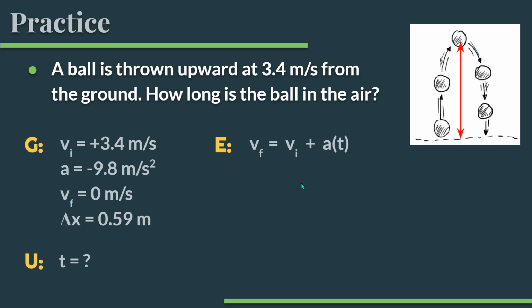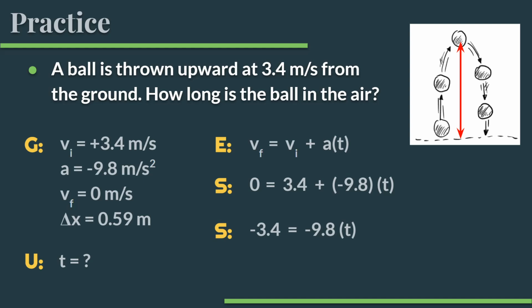So VF equals VI plus A times t. Let's substitute in. That gives us this. 0 equals 3.4 plus negative 9.8 times t. We're going to subtract that 3.4 from both sides. And then we're going to divide both sides by negative 9.8.